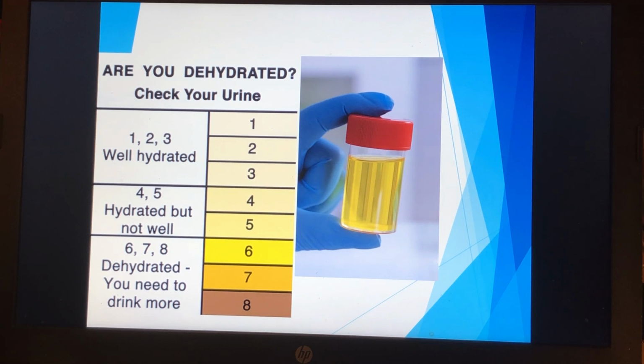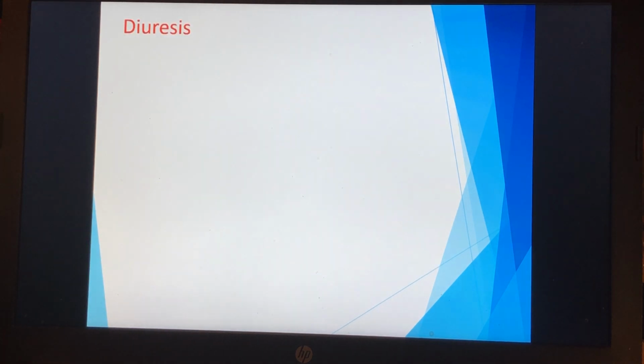I'm sure you've noticed that your urine is not always the same colour. And I found this chart on the internet, and it just gives you a rough idea of how hydrated you are. Hopefully you haven't seen anything that colour, but if you did, it means you need to get help, all right? So let's think about how your kidneys actually regulate the water level in your blood.